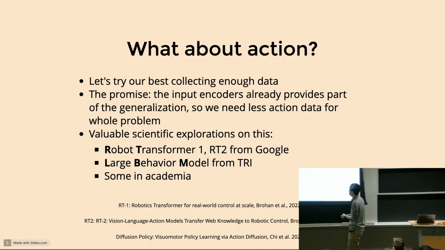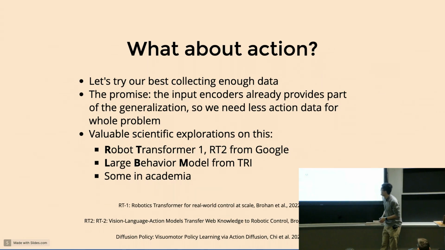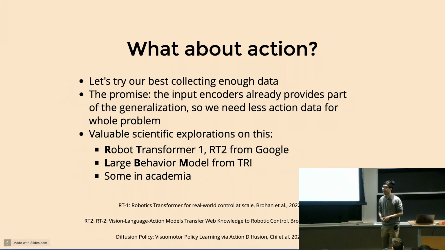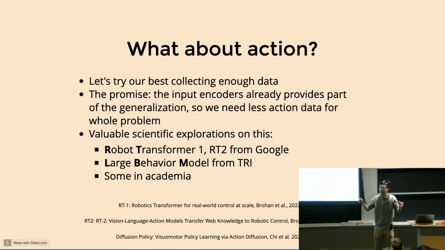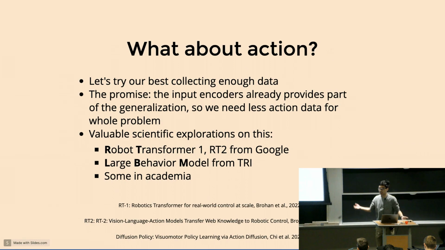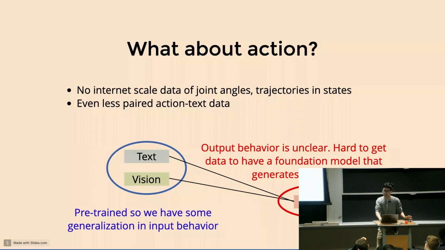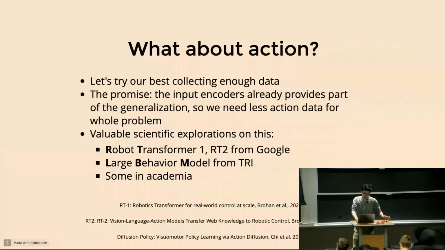For example, the robot transformers from Google, RT1 and RT2, and TRI also have large behavior models. Basically, we ask human teleoperators to teleop robots, maybe with VR, maybe with other things. We just collect data of 50, 100 skills. We collect the data and annotate it with language, and it also has images inside. And the hope is that if we collect enough of this data, we can compensate for the fact that we don't have additional data.